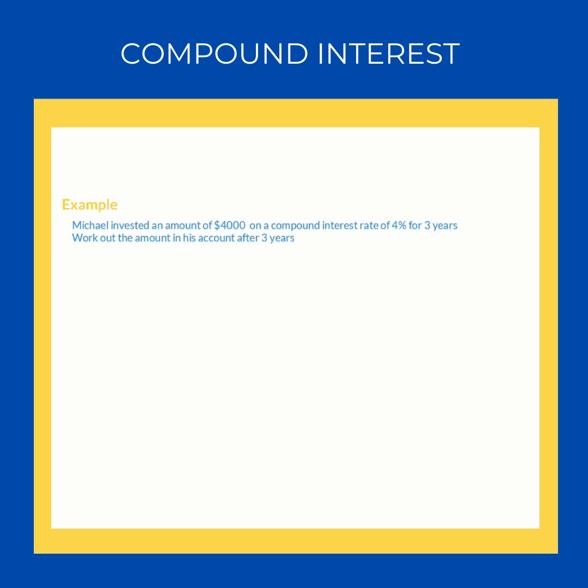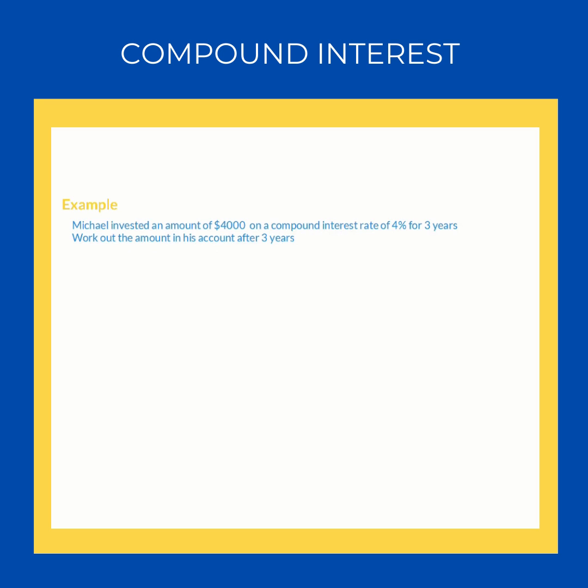Now let's have an example. It says that Michael invested an amount of $4,000 on a compound interest rate of 4% for 3 years. So the time here is 3 years, the rate is 4%, and the principal amount is $4,000. Work out the amount in his account after 3 years. The keyword here is compound interest.